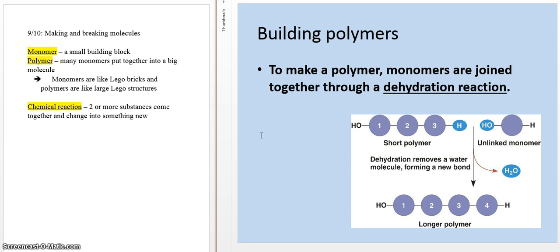Look at the word dehydration. You know what dehydration means in a human. It means the same thing for these molecules. You've got one piece and a second piece, and you want to put them together. So what you do is take out a water molecule. You dehydrate it, take out the water, and then you can have a larger molecule put together.